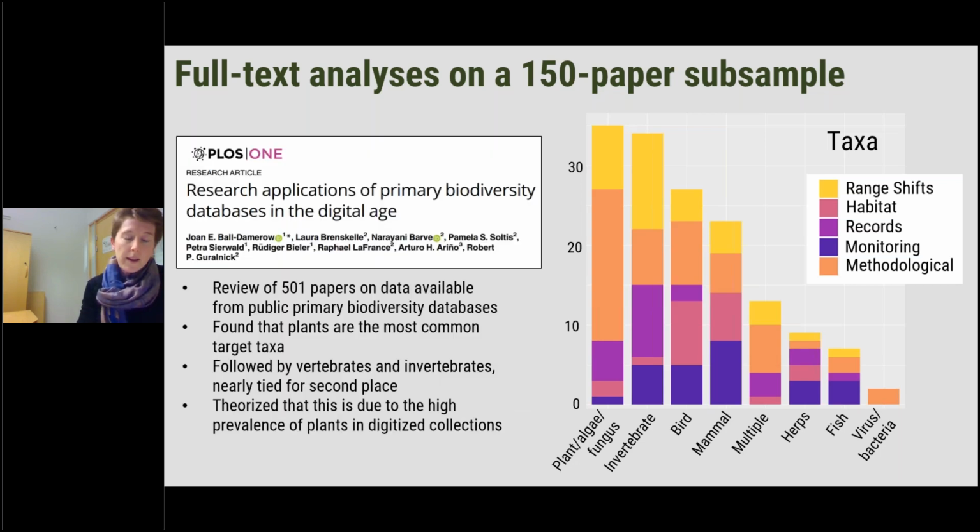This corresponds really well to results from the paper that I mentioned earlier, the review by Baldamaro and colleagues that came out earlier this year. They considered some similar questions to some of the questions that we're considering, using a subset of 501 papers that use data available from publicly accessible primary biodiversity databases. This public accessibility was not a requirement of our study, so we were looking at a pretty different subset, but some similar questions. And these researchers found a very similar pattern in terms of what taxa were most represented, and gave some theories as to why that was the case, in particular, the high prevalence of plants in digitized collections.